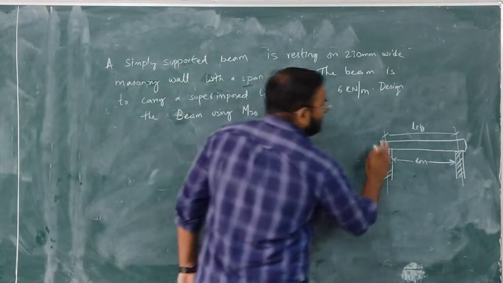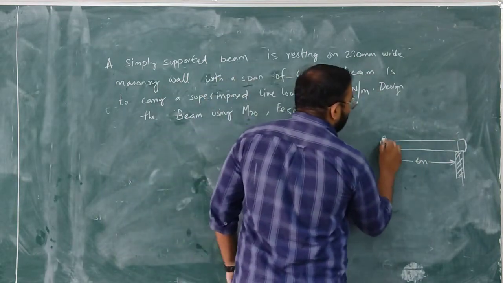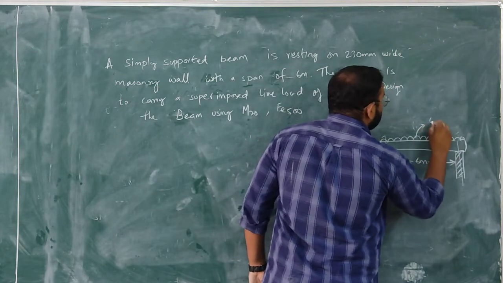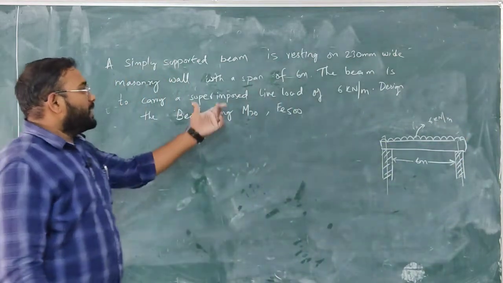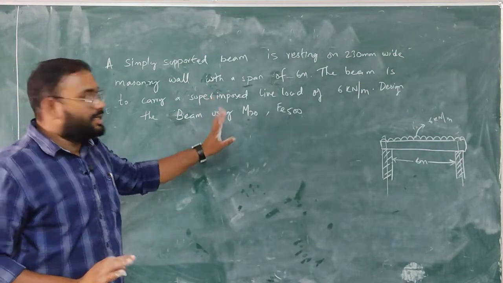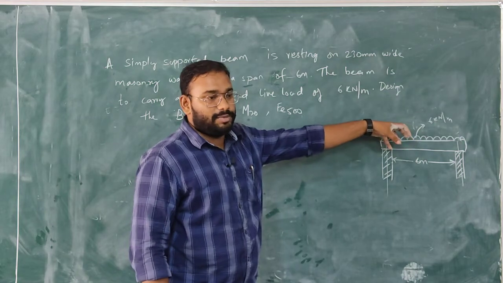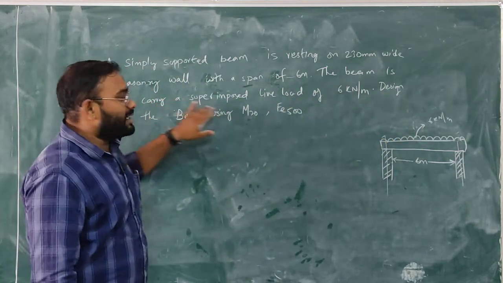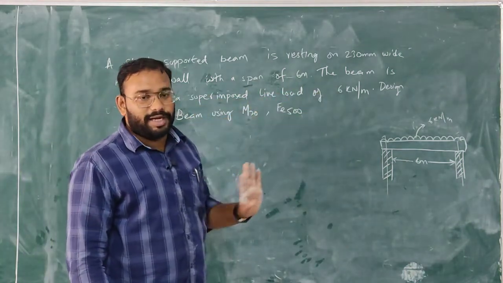It is resting on a masonry wall and it is carrying a live load of 6 kilonewton per meter. Superimposed live load means it is all the same, it is live load. Superimposed means it is placed on the beam, imposed on the beam. Don't get confused; these are the techniques to make you confused. Superimposed live load is 6 kilonewton per meter.